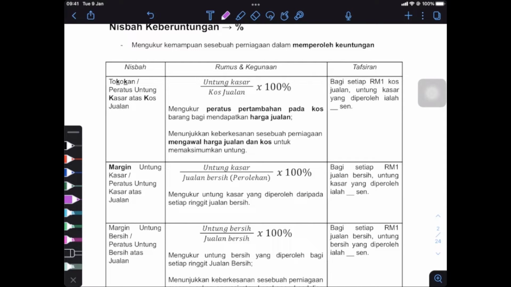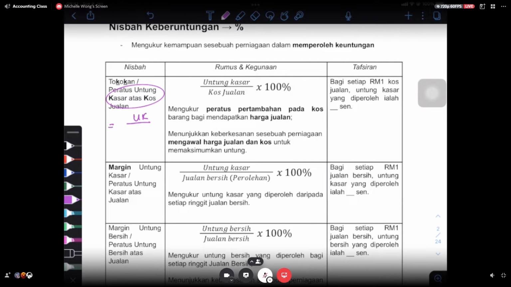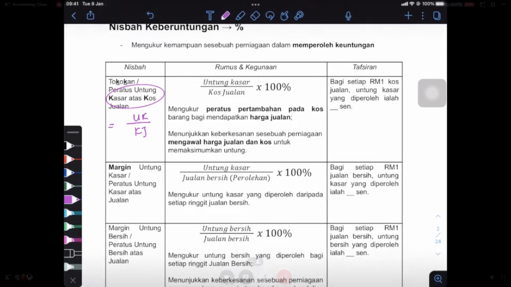So if they are giving you the name like this, basically you are just interpreting from the name to get your formula. So the formula will be untung kasar on top of, because untung kasar atas kos jualan, right? So untung kasar on top of kos jualan. And because this is nisbah keberuntungan, everything has to be in percentage. So we have to multiply by 100 to get your answer in percentage. Okay, so this only works when it is kind enough. But if it's not kind enough, they will tell you to do tokokan.